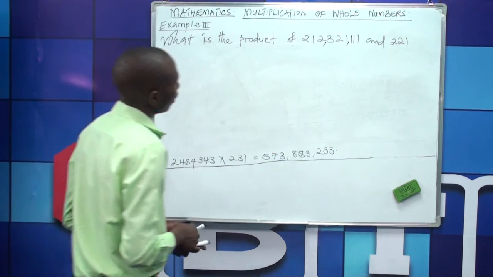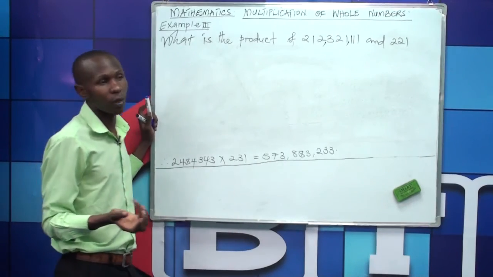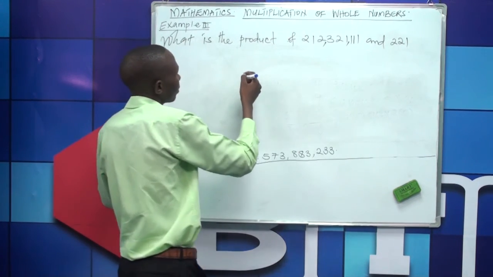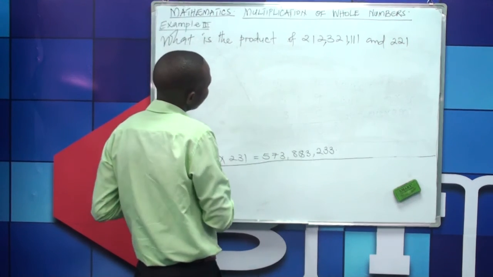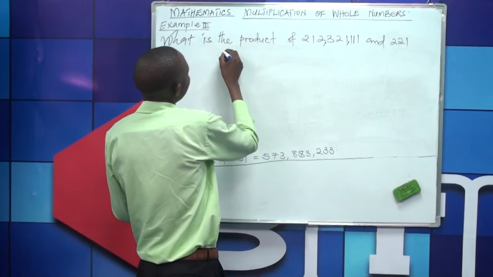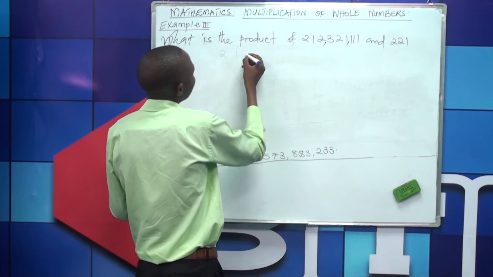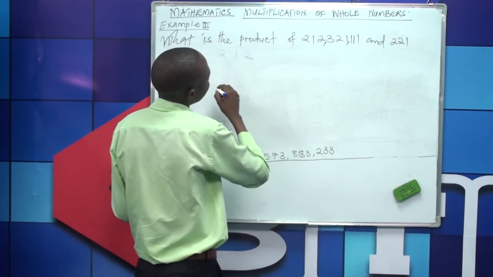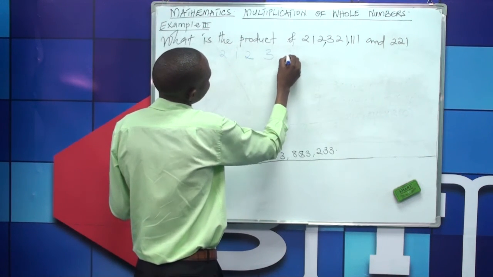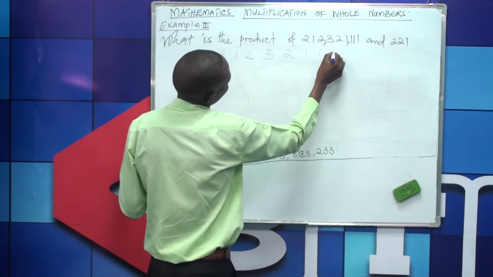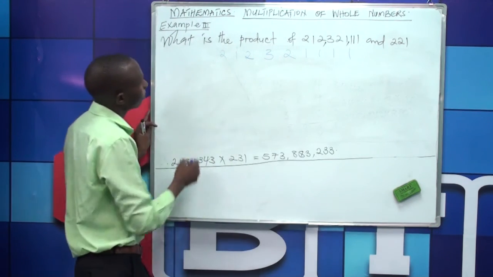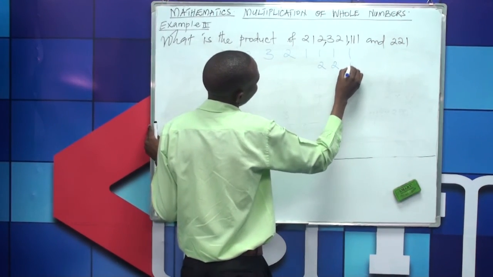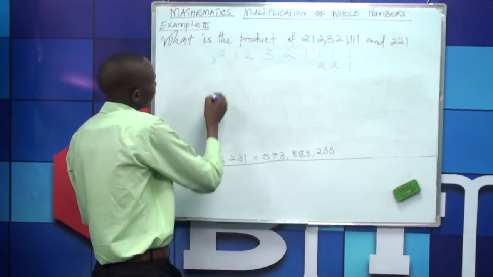All right, for those who have been trying to work it out, I think you're now done with it. Let's go through the number together. I want us to arrange it very fast, then we summarize and give some exercise for us to try as well. So we shall arrange the number as 2, 1, 2, 3, 2, 1, 1, 1, 1, multiplied by 2, 2, 1, or 1, 2, 2. So I want us to look at this together.